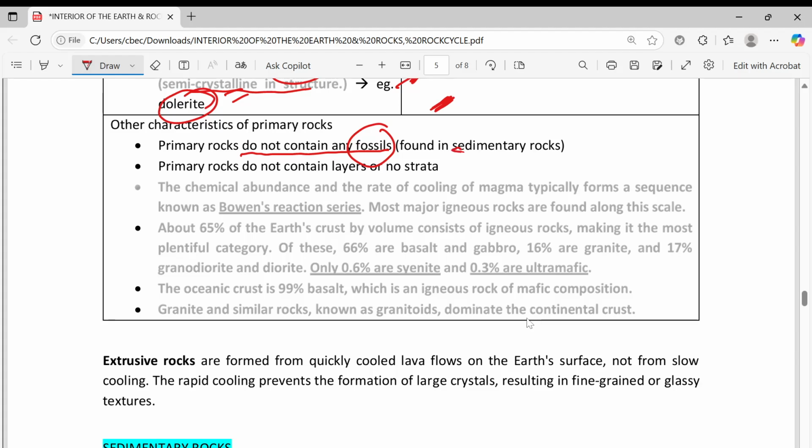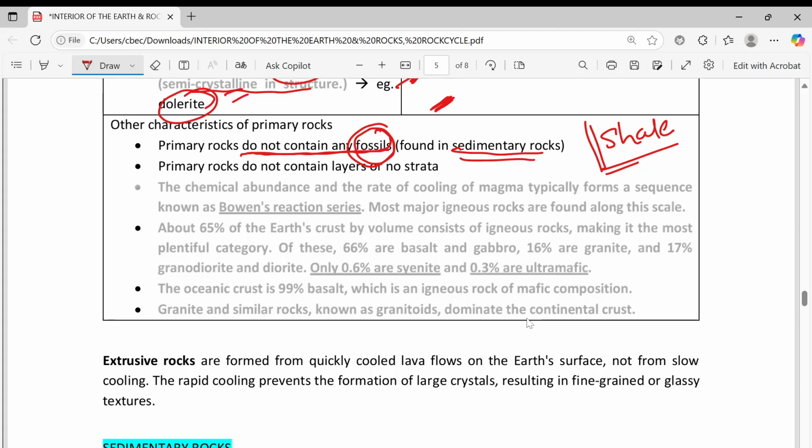So fossils are there only in one type of rock, very important: sedimentary rock. For example, coal is a fossil fuel. It is a sedimentary rock. Natural gas, we are taking from sedimentary rocks. Shale is also a sedimentary rock. We will see sedimentary rock later. So igneous rocks do not contain fossil fuel. If any fossil fuel is there, no chance at all.